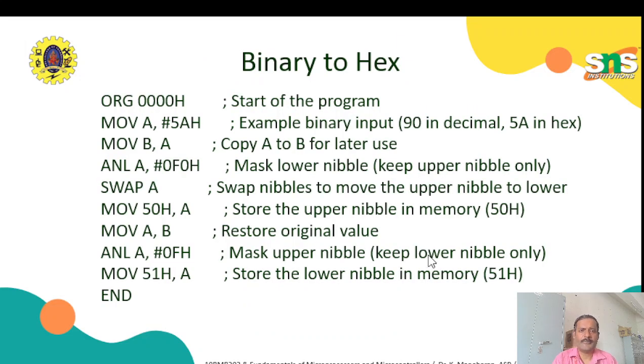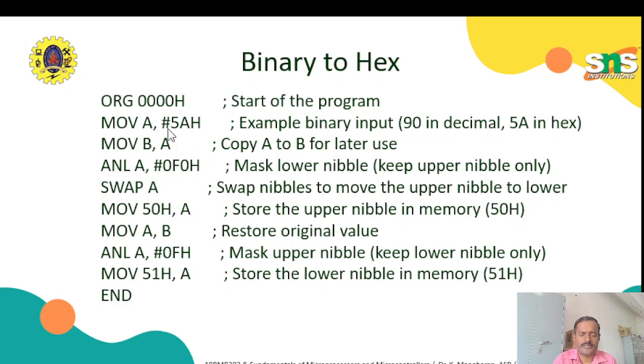Today in class we are going to discuss code converters. First, I am taking this program: binary to hexadecimal, a packed number to unpacked numbers. We start the program with ORG 0H, so the program will be compiled at location 0H. The first instruction is MOV A, #5AH. This is the number I am going to take as an input, and I am going to perform a hexadecimal conversion.